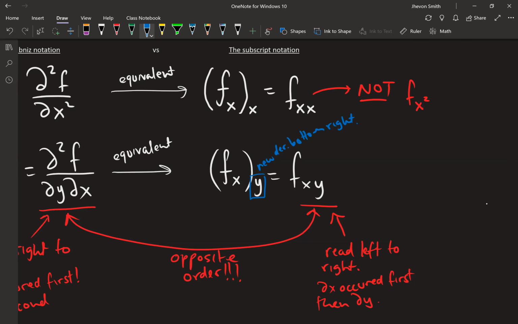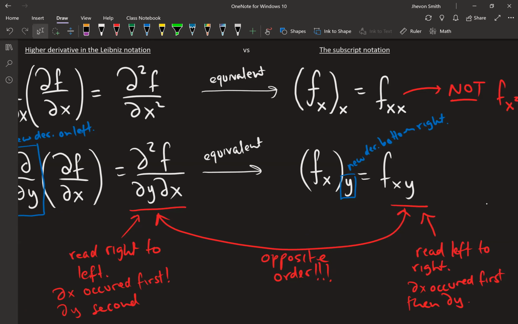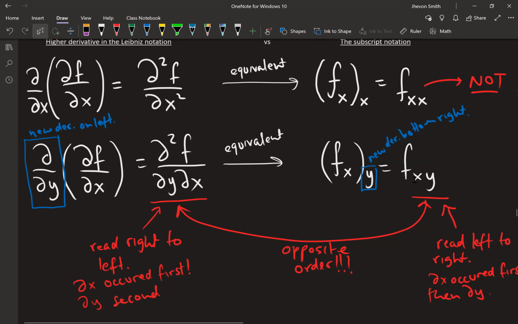So because we're applying new derivatives on the left in one notation and on the right in another notation, the notations would look like they're in opposite orders. However, they're doing the same thing. I just want you to be aware of how to read them. Now, there are going to be times when the order does not matter, and we'll cover that. But in general, you do want to take note of the order in which things are written and understand what comes first, depending on which notation is being used.